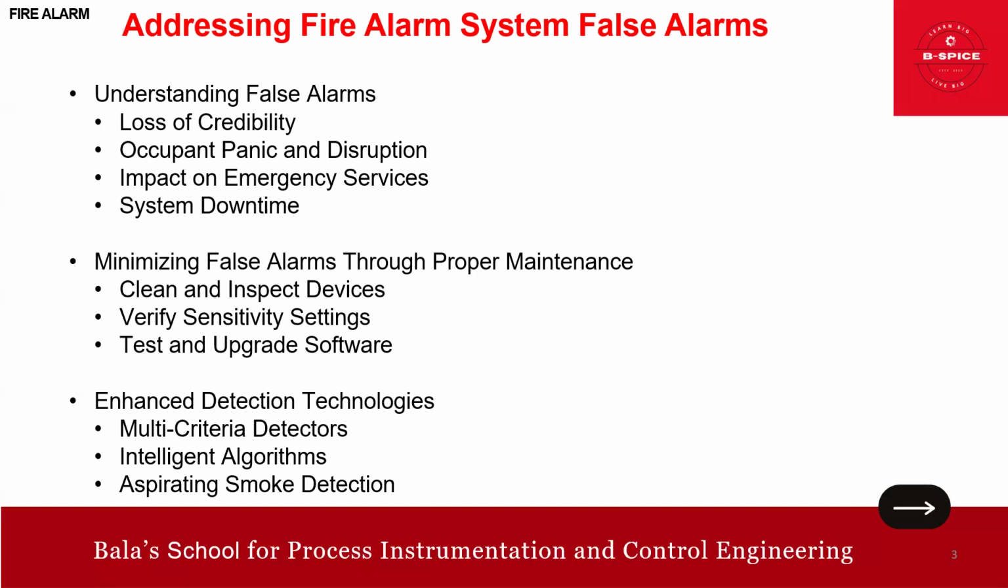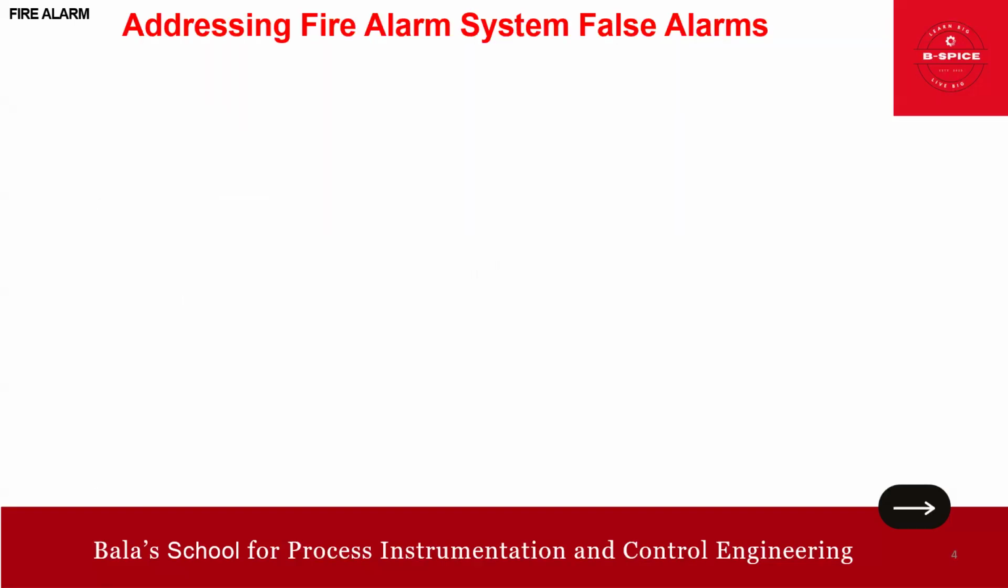Then we have aspirating smoke detection. Aspirating smoke detection systems use air sampling to detect smoke particles early, thereby reducing the risk of false alarms caused by transient environmental conditions. So these are the enhanced detection technologies. Okay, then a few more to address.